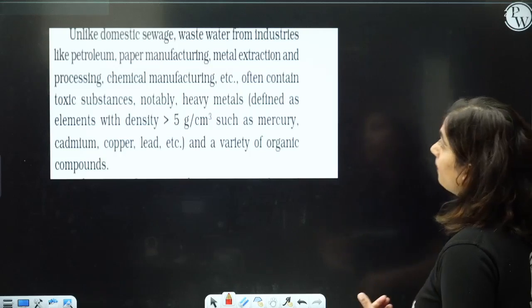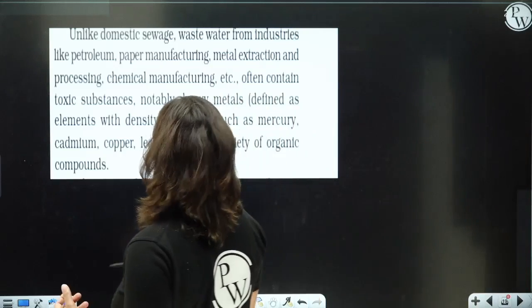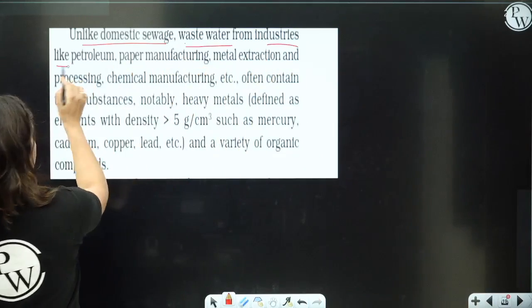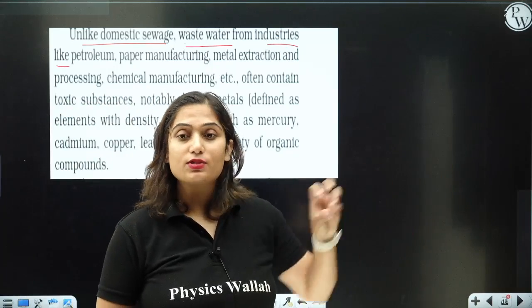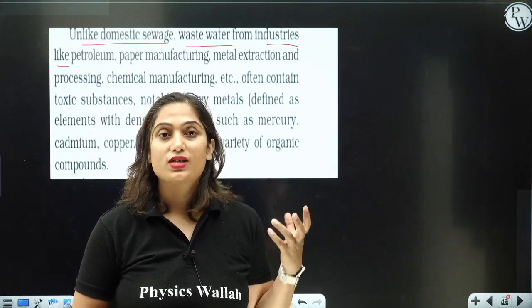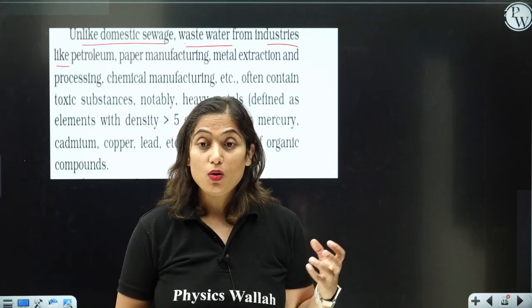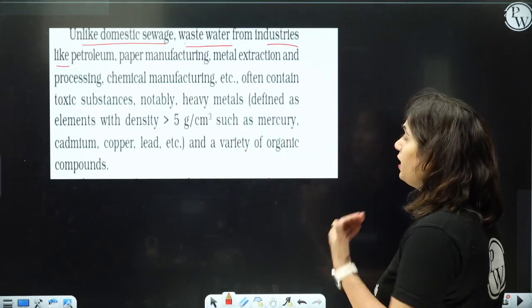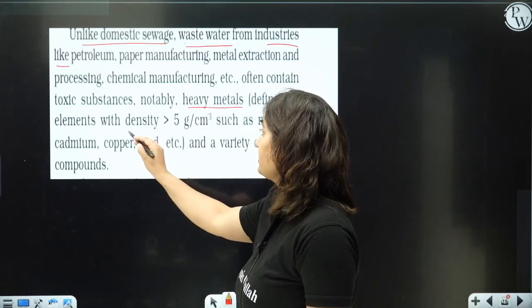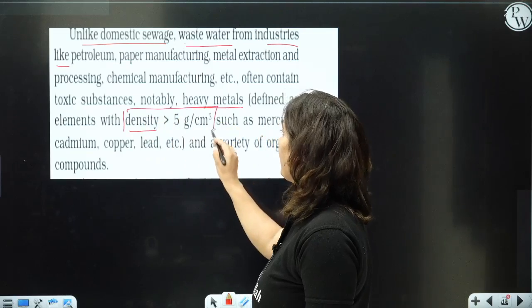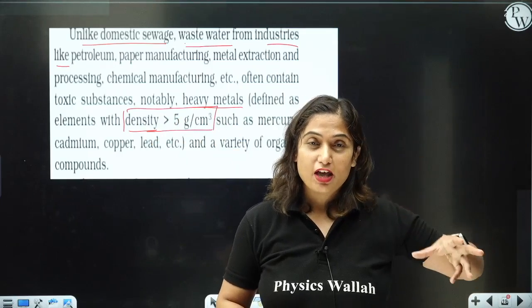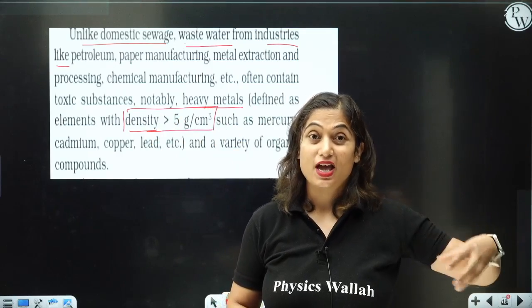Then comes, yes, now it is saying, unlike domestic sewage, the wastewater from industries contains heavy metals also, and those heavy metals are not good for water. Now, what metals are called heavy metals? These heavy metals are the metals whose density is greater than 5 gram per centimeter cube. Remember this. The chemical effluents which are coming out from the industries have heavy metals.